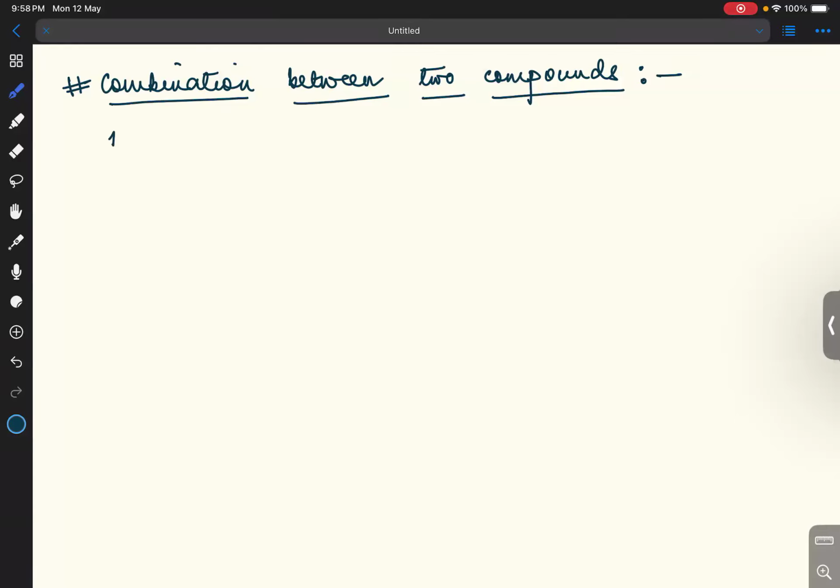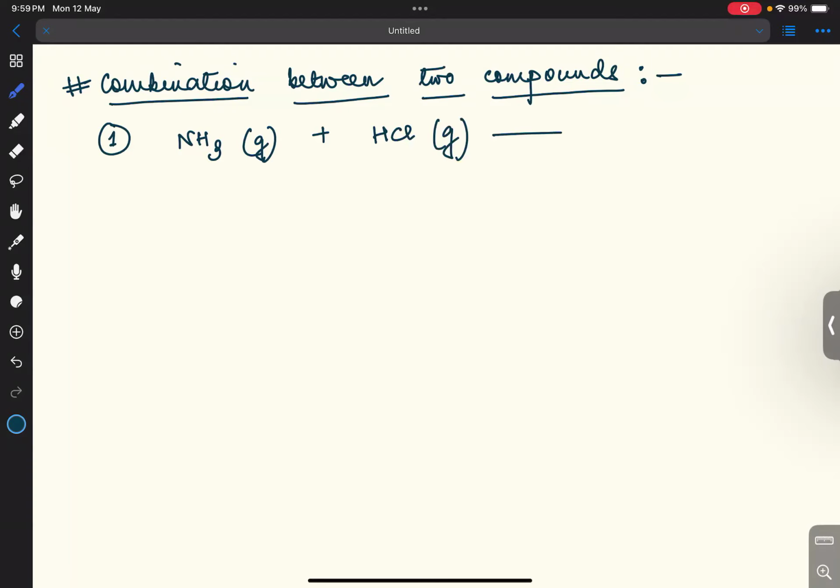The first being ammonia, NH3, which is a gas, plus hydrogen chloride. This is also gaseous. It will give us ammonium chloride. We all know it's a sublimable substance and it is in the solid form. It's a very common reaction where two gases give you one solid product.